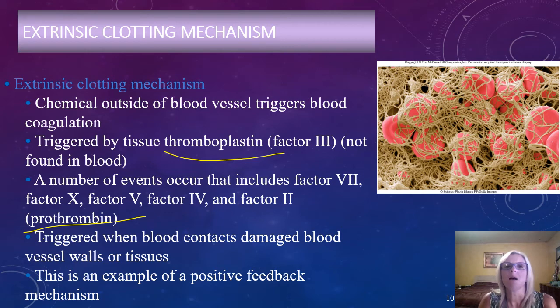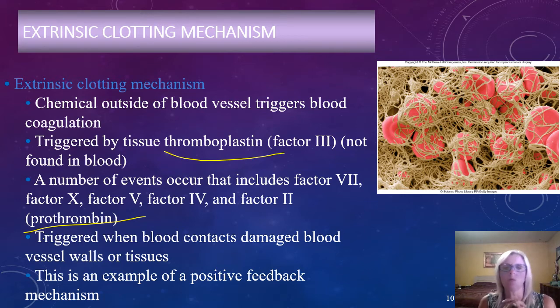Prothrombin time is a blood test that we can actually use to evaluate how your clotting is occurring. So that's one you want to be familiar with. And so prothrombin, this is going to be triggered when blood contacts damaged blood vessels or tissues, all right? And so this is a positive feedback mechanism.